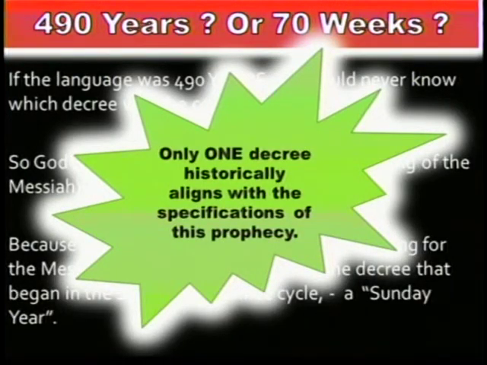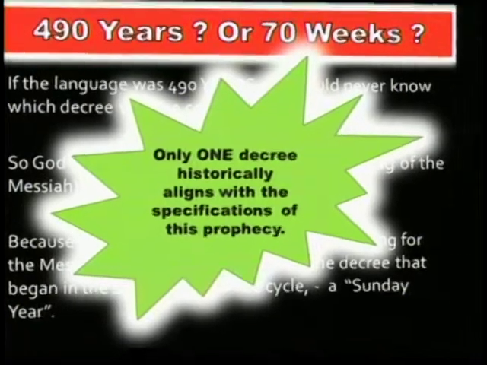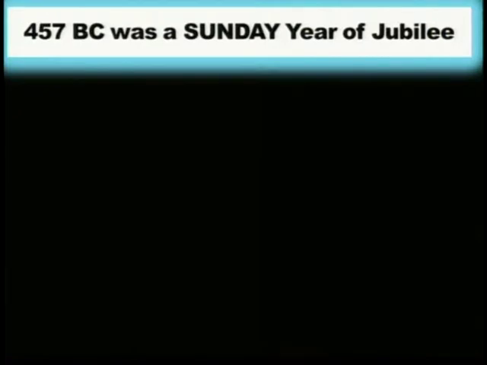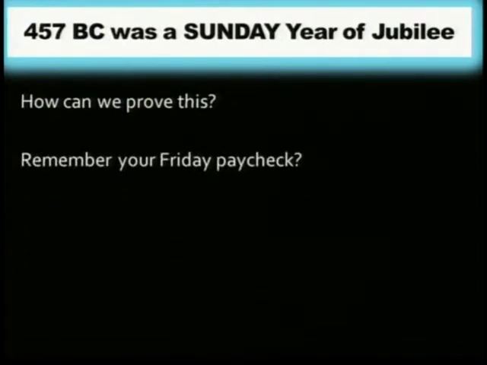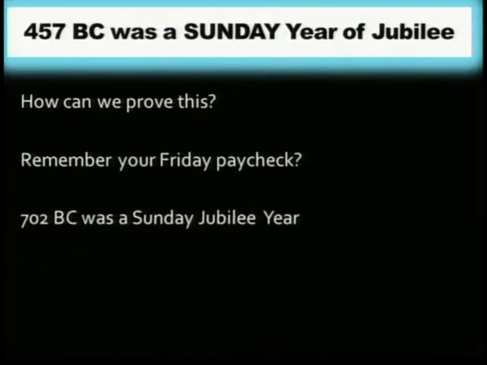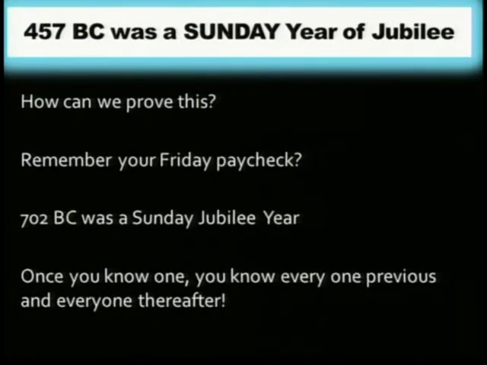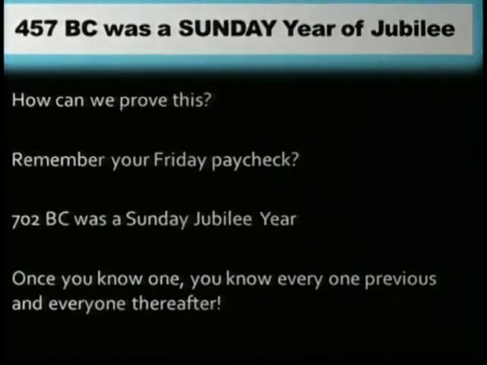So only one decree historically aligns with the specifications in this prophecy. 457 BC was a Sunday year of Jubilee. How can we prove this? Remember your Friday paycheck? 702 BC was a Sunday Jubilee year. Once you know one, you can now prove every one previous and every one thereafter.